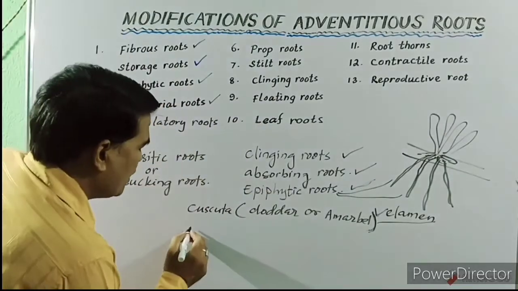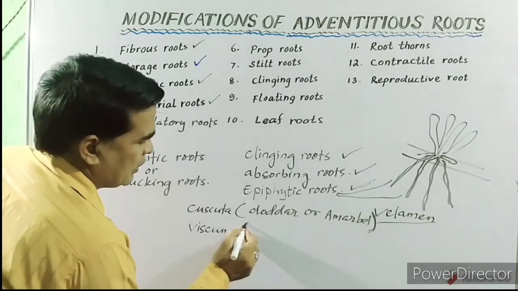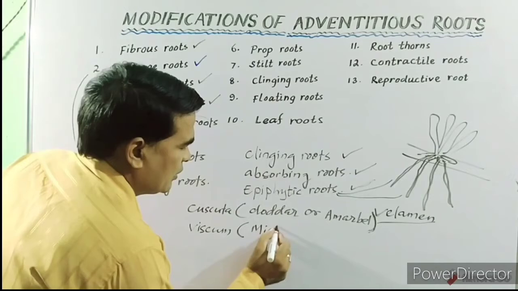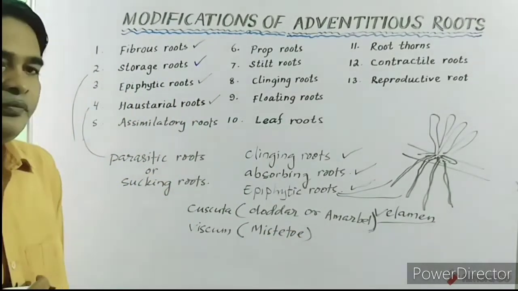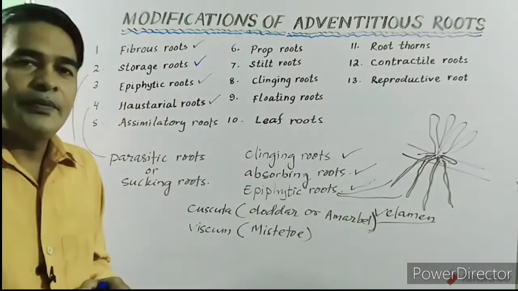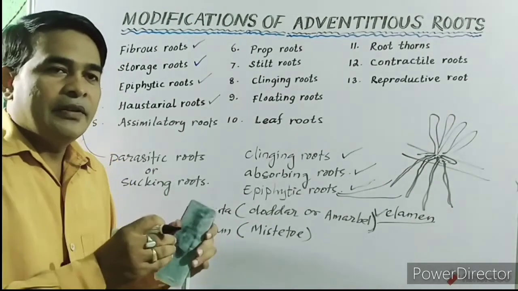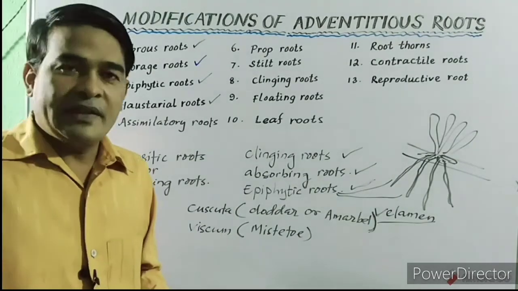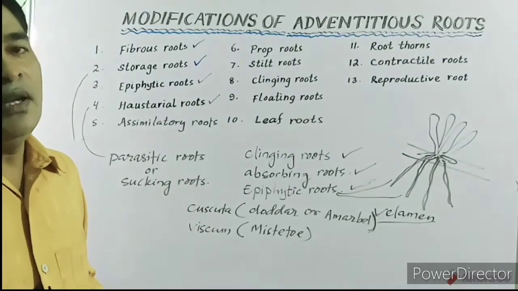Then in viscum, which you call mistletoe, etc. Okay, and these haustorial roots penetrate into the host plant and connect to the xylem and phloem and absorb food materials or other substances like water and minerals from the host plant.